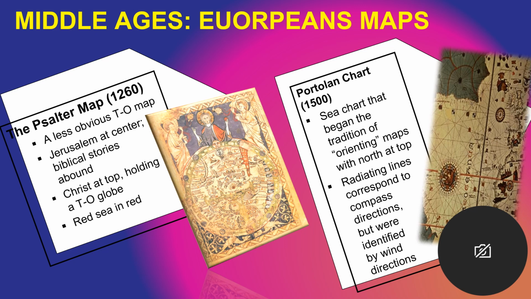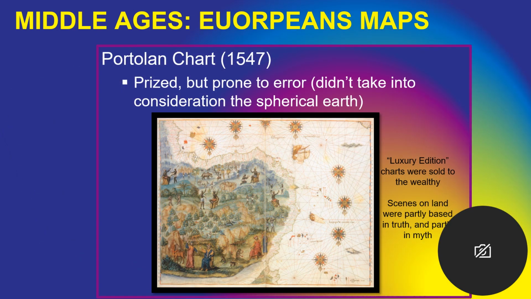Then we have a Portolan chart. It is a sea chart that began the tradition of orienting maps with north at the top. Radiating lines correspond to compass directions but were identified by wind directions. The Portolan chart was very expensive at that time, and there were errors in the maps. The luxury editions were sold to the wealthy, and scenes on land were partially based in truth and partially in myth and stories.